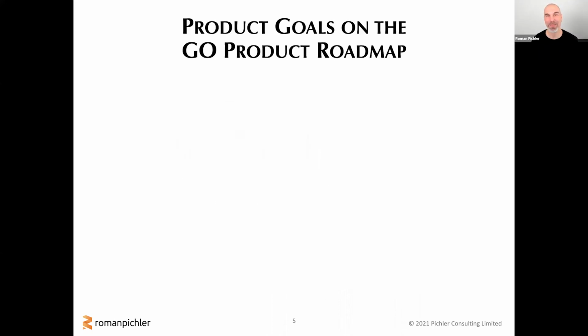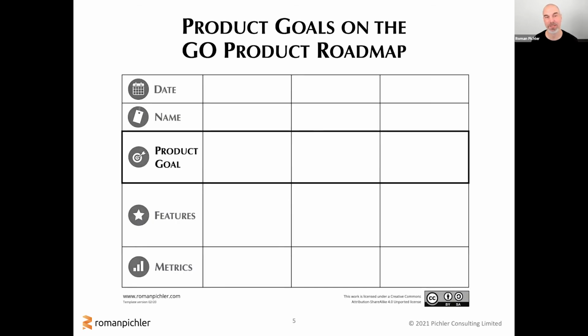But maybe one more thing. What I then like to do is not only identify a product goal one at a time, but I find it useful to look at a series and identify a series of product goals. So maybe for the next 6 to 12 months, and then capture them on a roadmap. And it happens that there's a specific format out there that's ideally suited to capture product goals. And these are goal-oriented roadmaps.